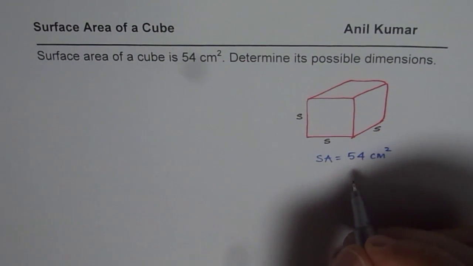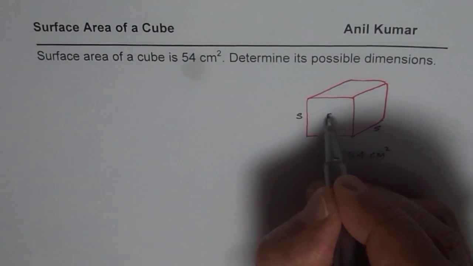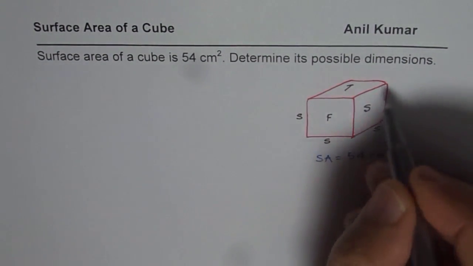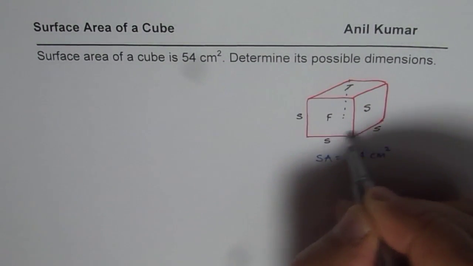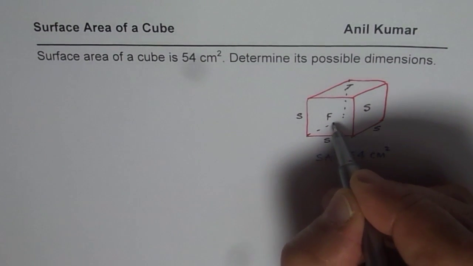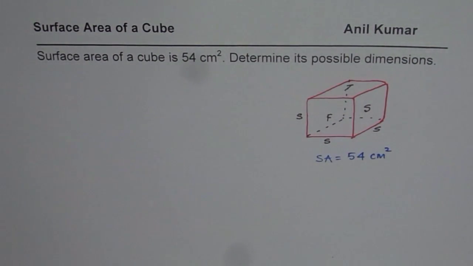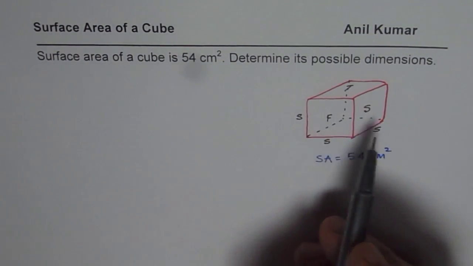Now, how many surfaces does a cube have? You can see this is the front, that is the top, and this is the side, right? So these are three, and there are exactly similar surfaces behind them. So there are actually 6 surfaces: front and back, top and bottom, and the 2 sides, left and right.